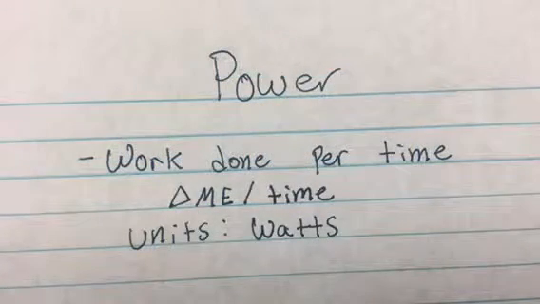Now let's talk about power. For power, work is done per time. So the equation for power is work divided by time, or since work is just the change in energy, power can be delta E over time. The unit for power is watts.